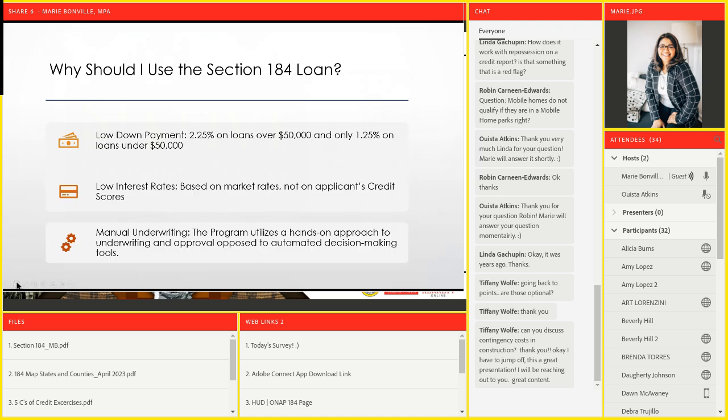So why should I use Section 184? Because it's 2.25% on loans over $50,000. That down payment is very affordable for most folks. If it's under $50,000, let's say you've got a permanent mobile structure that you want to use, then it's 1.25%. So even lower down payment. It's based on market rate, not an applicant's credit score.